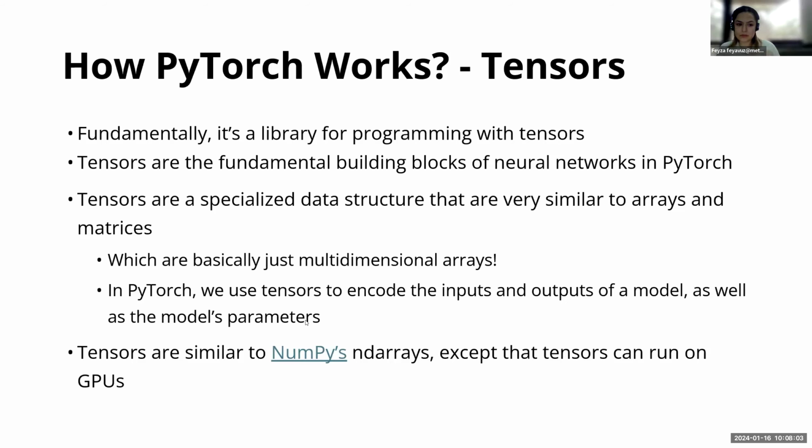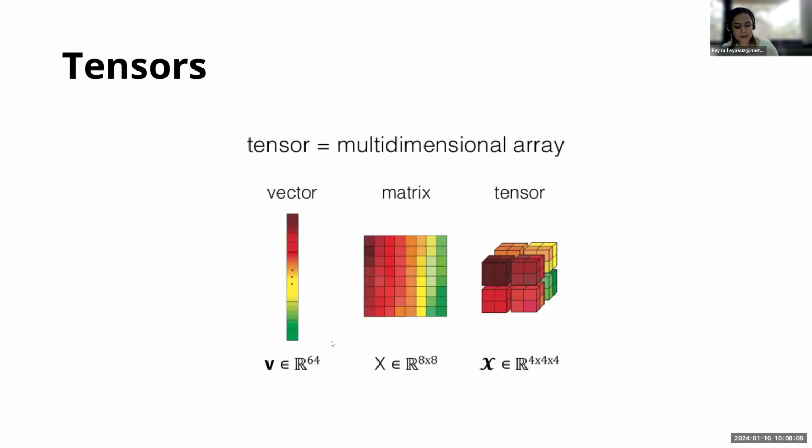And let me remind you of the terminology. For one-dimensional arrays, we use the word vector. For two-dimensional, we use matrix. And for multidimensional arrays, we use tensors.